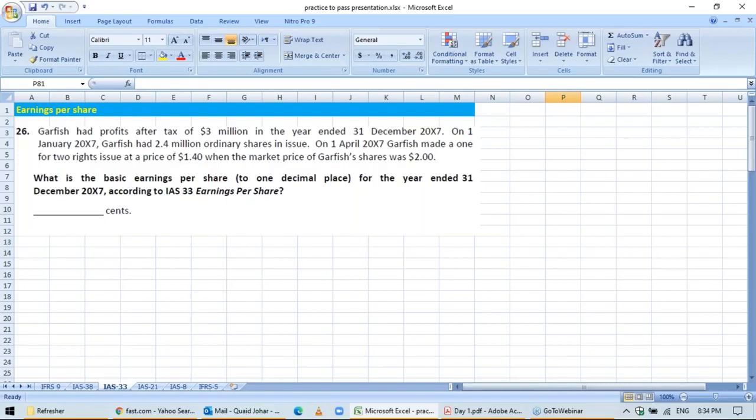So we are first discussing the basic earnings per share. We have two types of earnings per share. One is basic and the other one is diluted earnings per share. Right now we are doing the basic earnings per share.